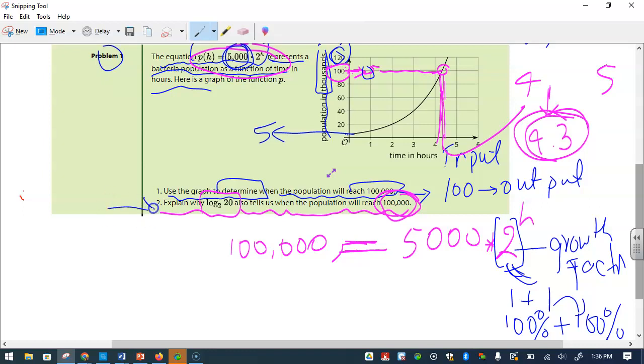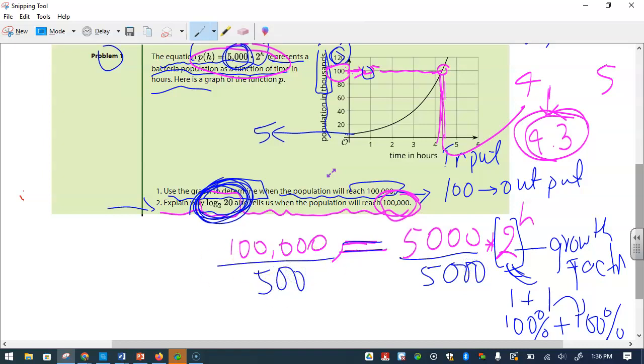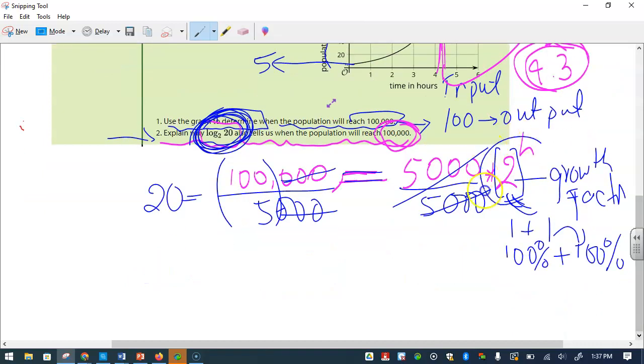Now the second question is saying, does this really mean how many hours? Let's work it out. First set it up and then divide both sides by 5,000. You can see this 5,000 goes away, and this side becomes 20. So what we get is 2 to the h equals 20.